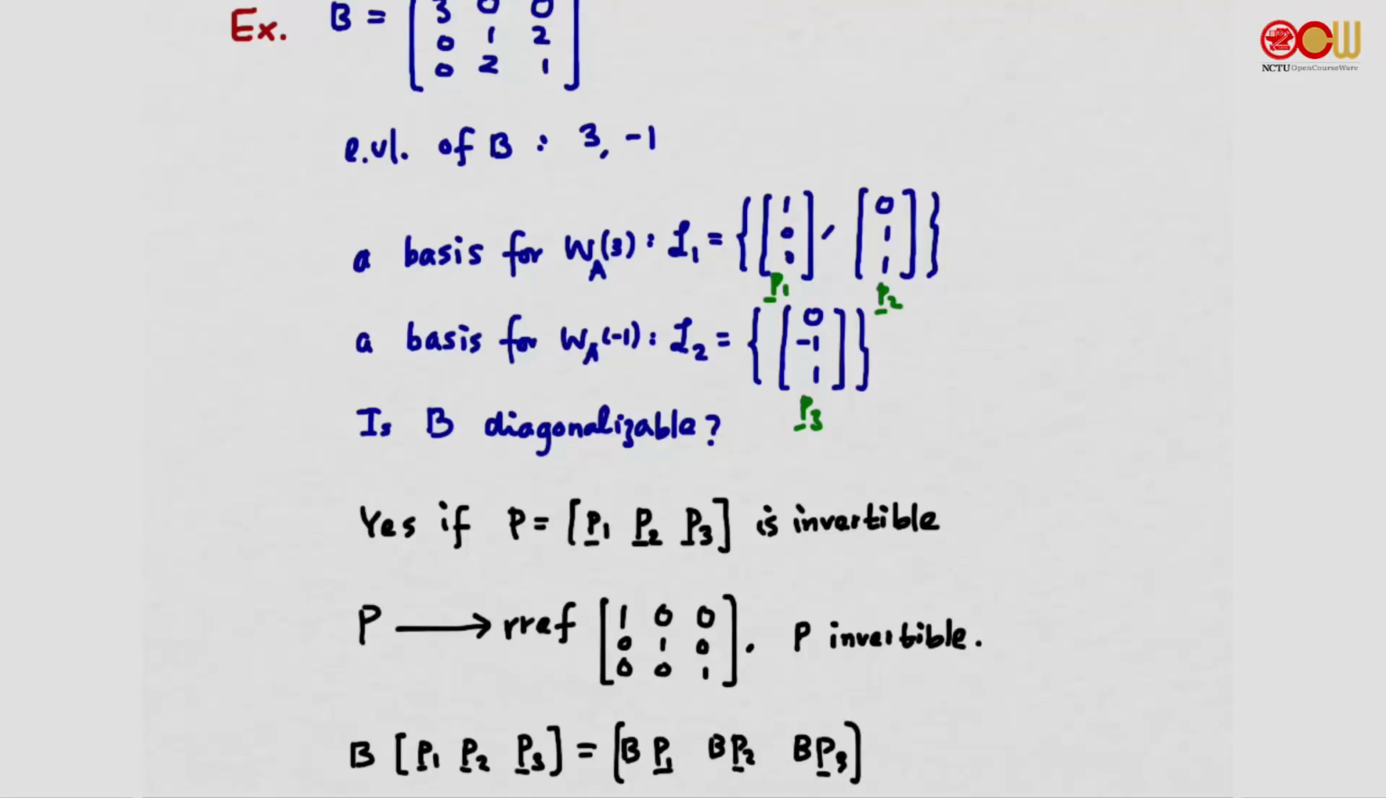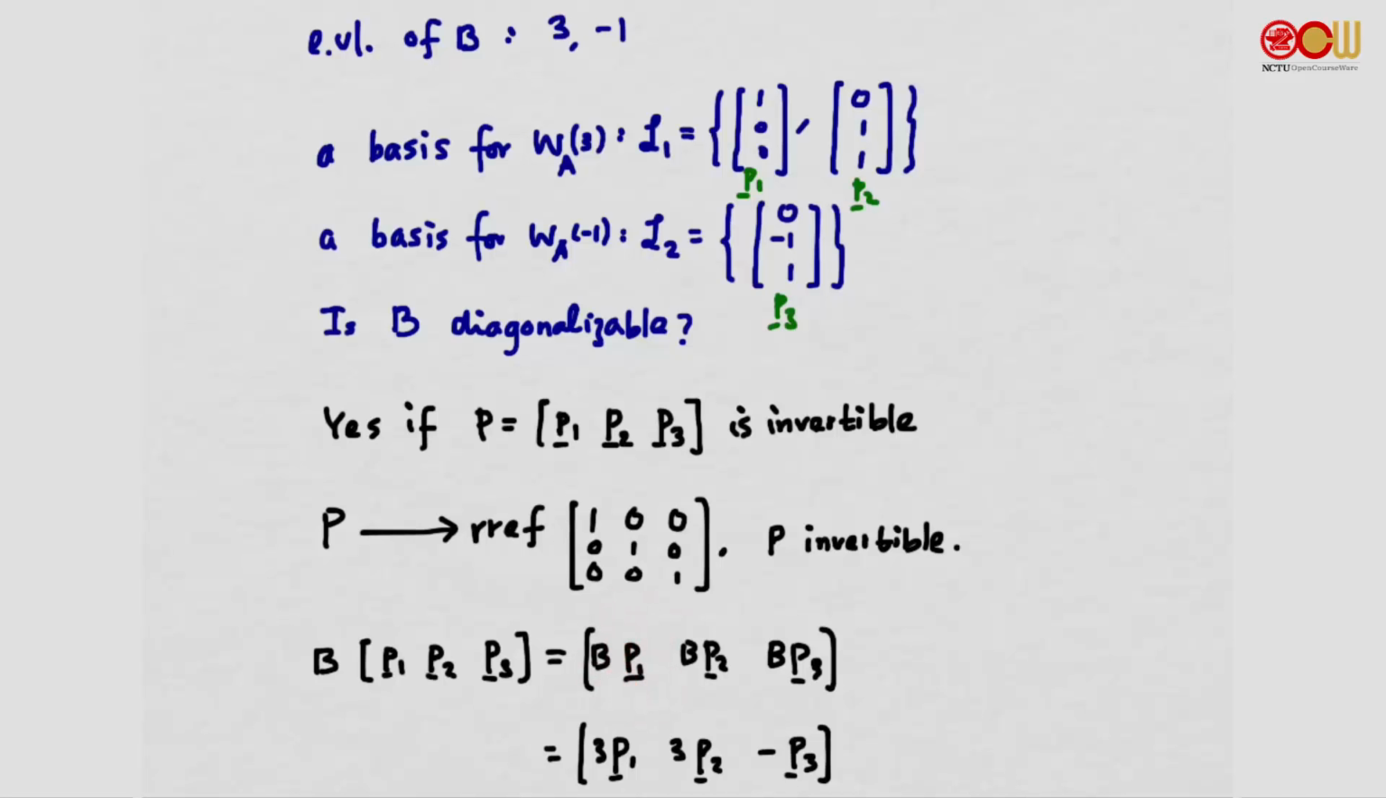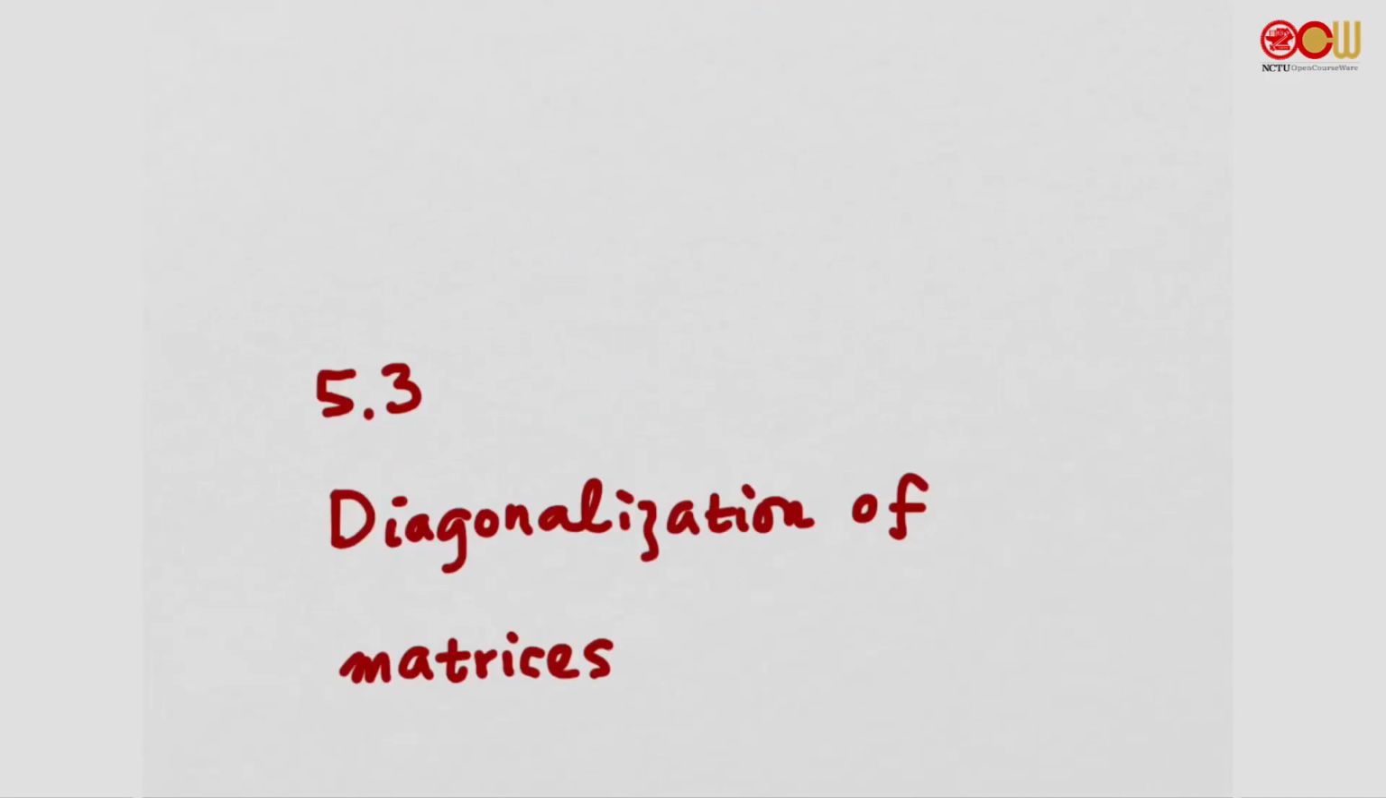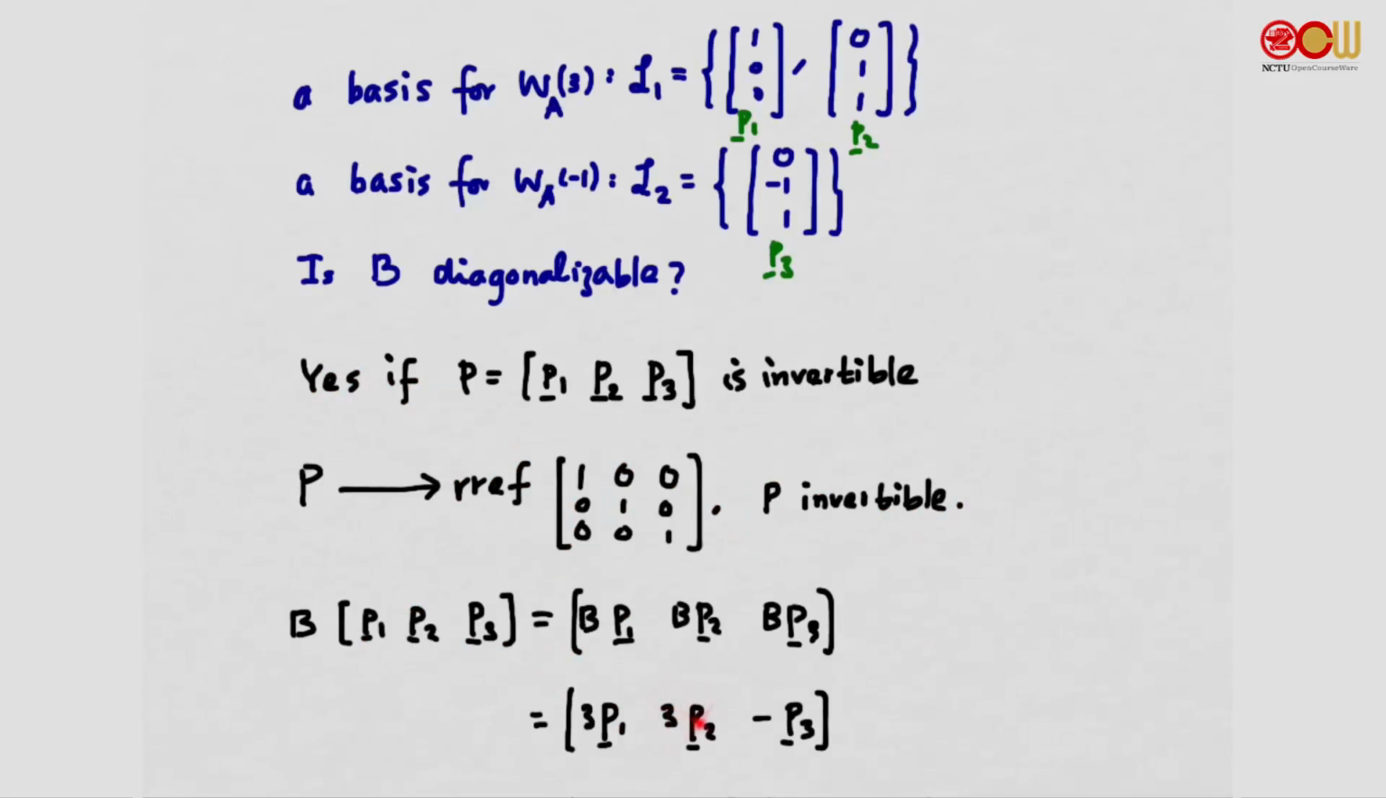And how can we express B? BP will be BP1, BP2, BP3. P1 is an eigenvector in this eigenspace, so it's 3P1. And P2 is also an eigenvector in this subspace, so BP2 is 3P2 as well. And P3 is an eigenvector in this eigenspace, so BP3 is equal to minus P3.